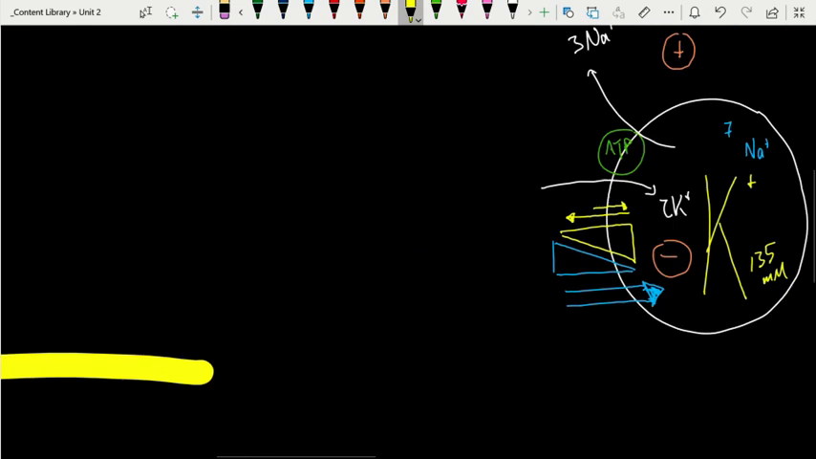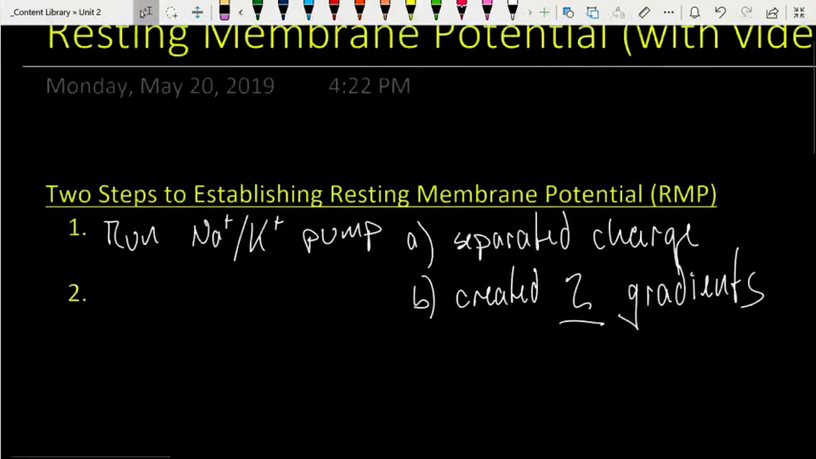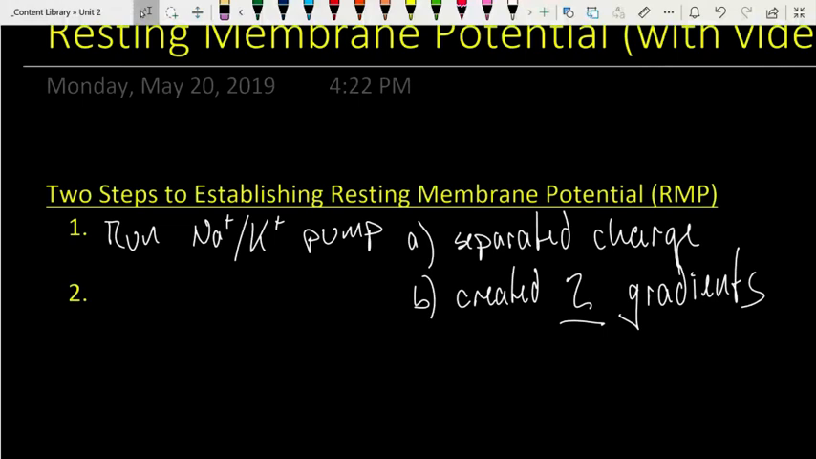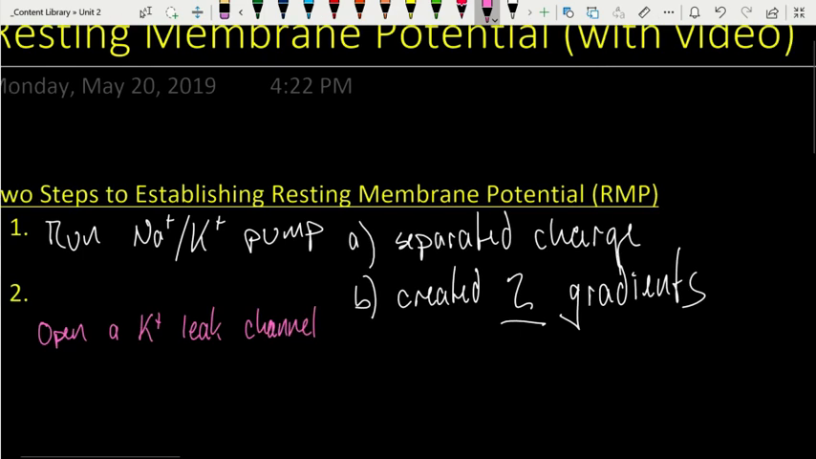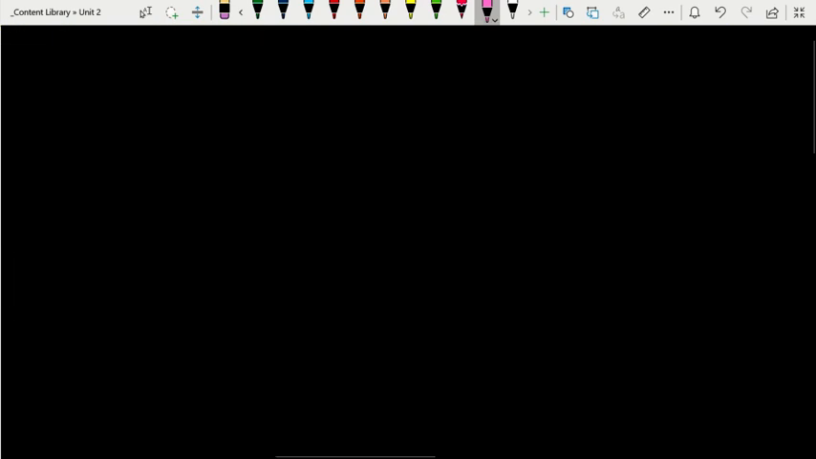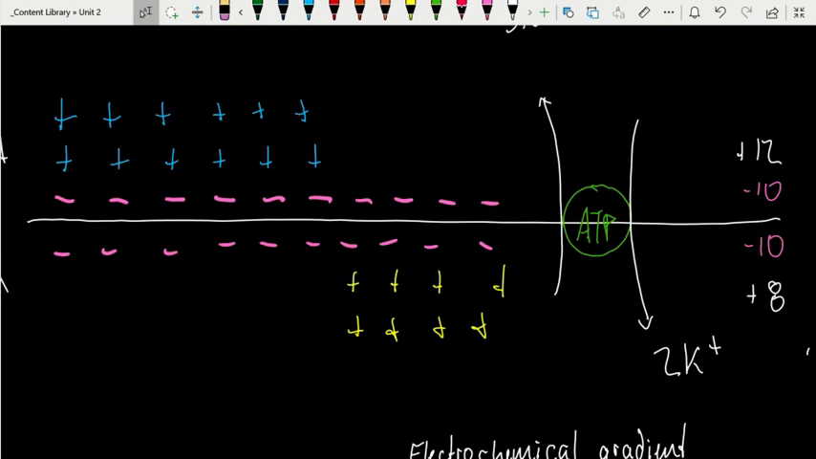Okay, now that we've established our gradients, let's come back to the two steps to establishing resting membrane potential. The next step is very simple. All we have to do is open a leak channel for potassium, a potassium leak channel. Now, to highlight what this is going to do, let's come back over to this picture and let's open right here a leak channel that is specific for potassium.